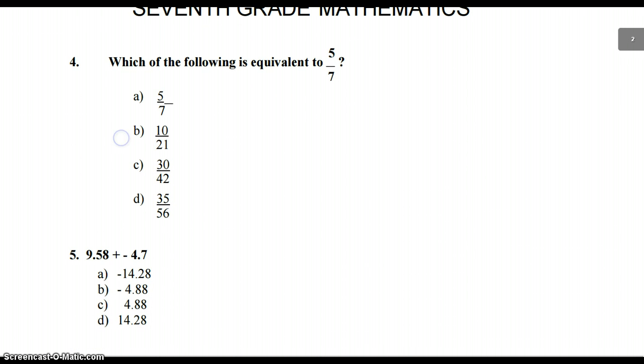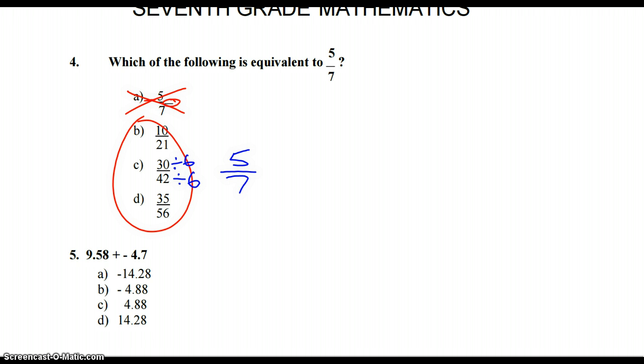All right, number 4. Which of the following is equivalent to 5/7? A couple ways to do this. Looks like for A, they meant this to be a negative 5/7, so it's not A. And we can check to see either if the answer is reduced to 5/7 or if I could turn 5/7 into either of the answers. And it looks like if we look at C, let's divide everything by 6. We get 5/7 there. So C is probably the answer.